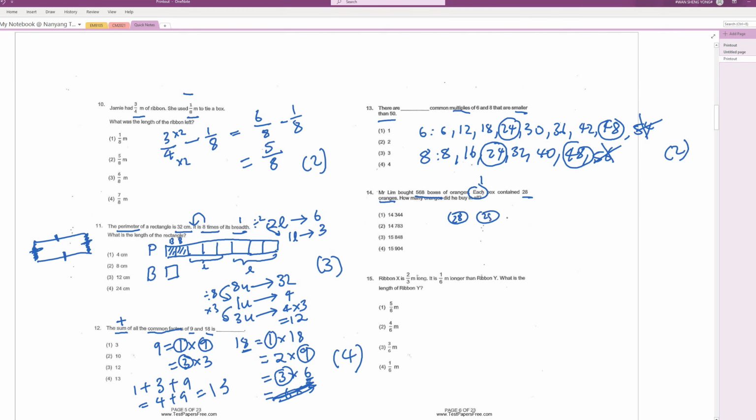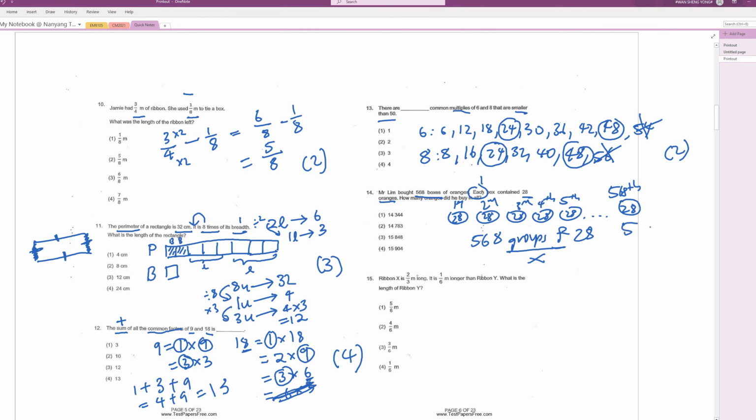And we have 2, 3 boxes, 4 boxes, 5, 6, 7, 8, and so on and so forth, until the 568th box. So we have first, second box, third, fourth, fifth, and so on until the 568th box. From this, we can conclude that there are 568 groups of 28. So this means, groups of is actually telling us that we should multiply.